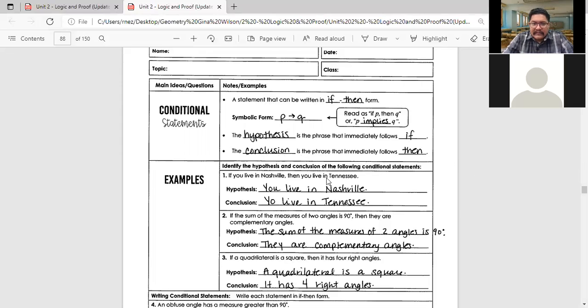So an example: identify the hypothesis and conclusion in the following conditional statements. So if you live in Nashville, then you live in Tennessee.